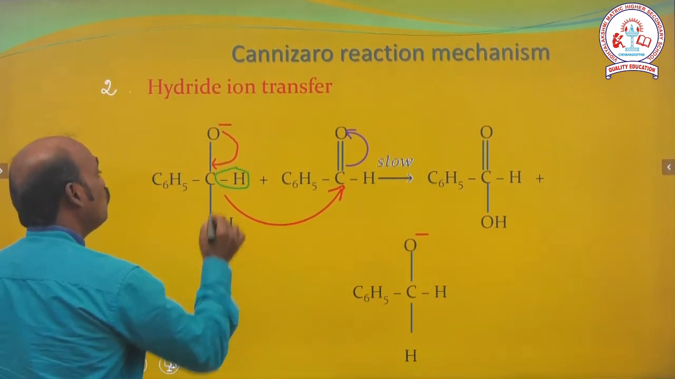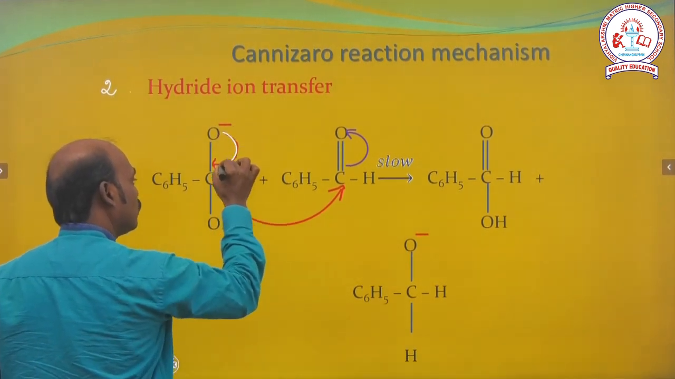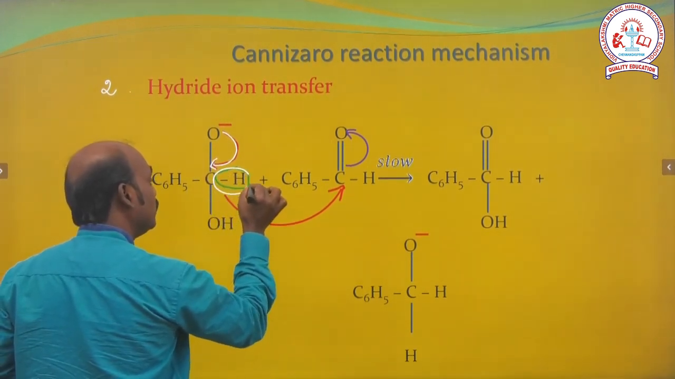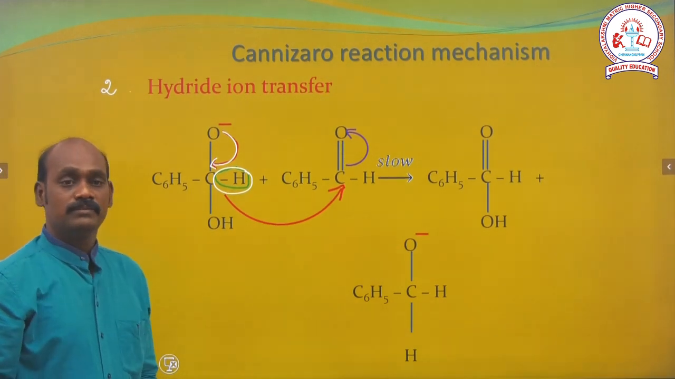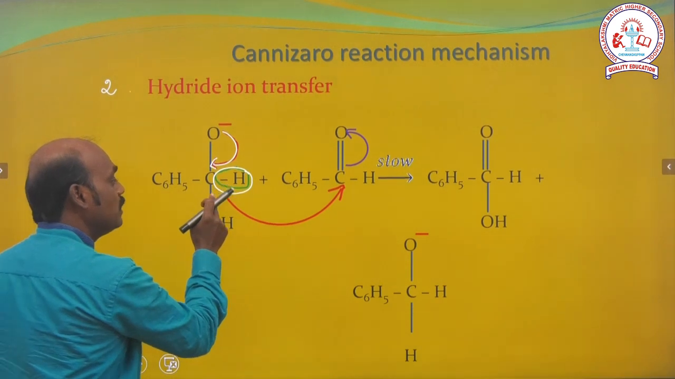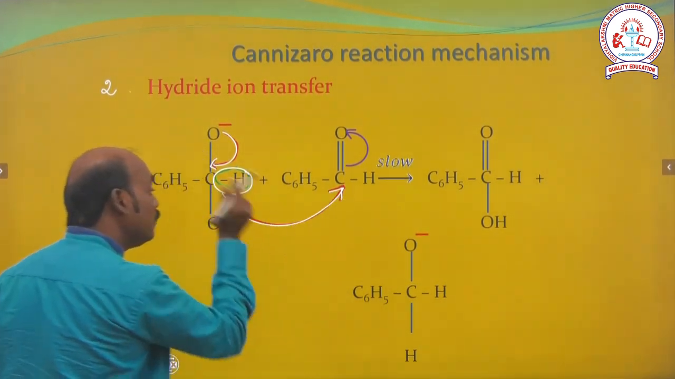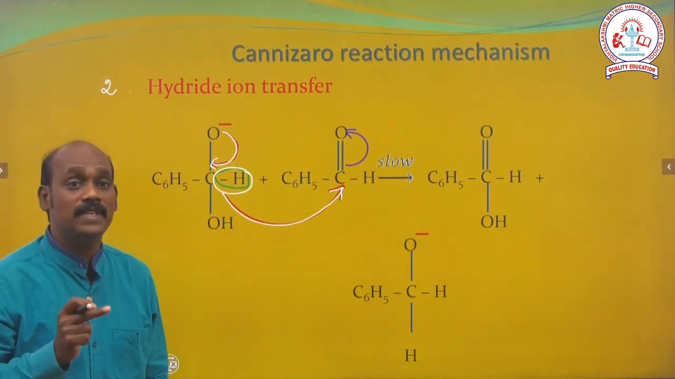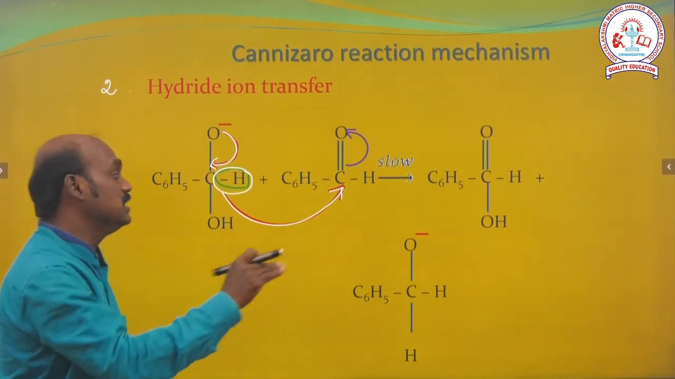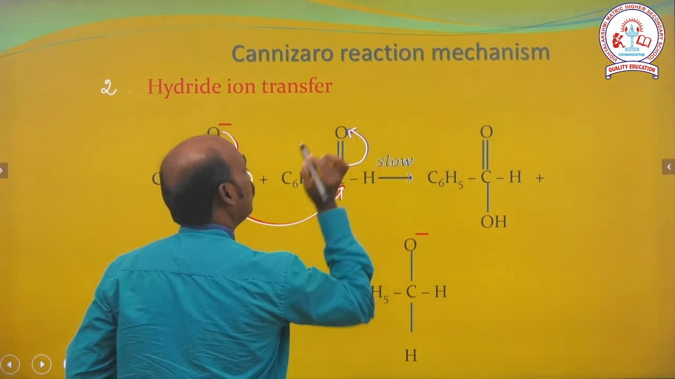Clear? So now the negative charge, the excess of electrons, shifted to the carbon atom, and here the hydride ion, H− ion. Hydride ion means H minus ion. So the hydrogen atom shifted to this carbon atom along with the bonded electron. So H is shifted as H minus. So one of the pi electrons is shifted to the oxygen atom.